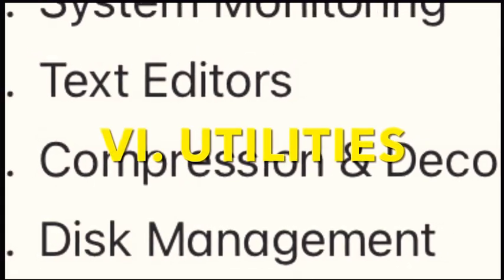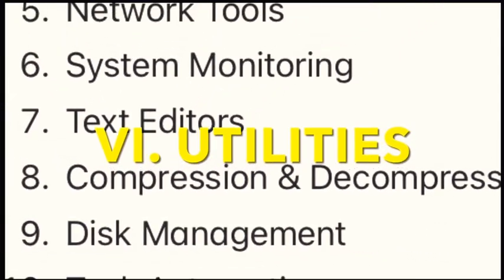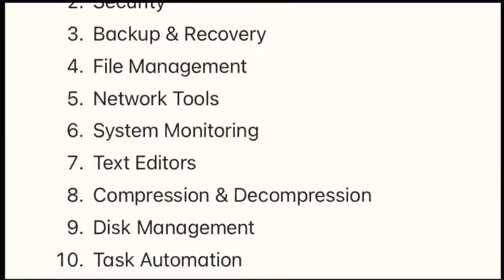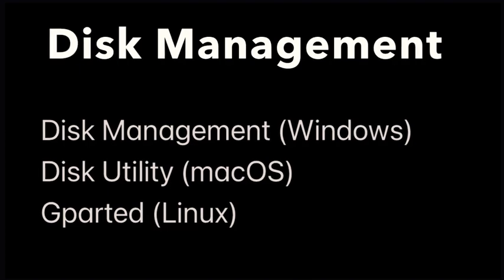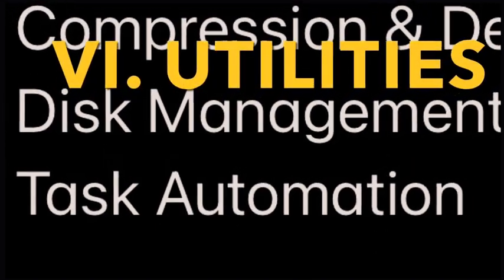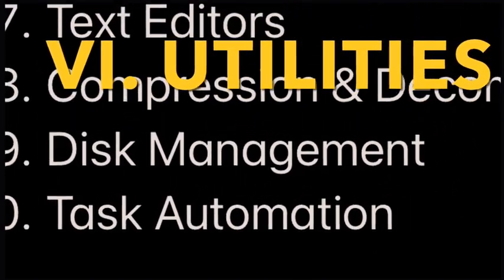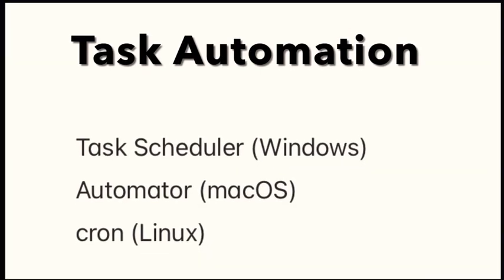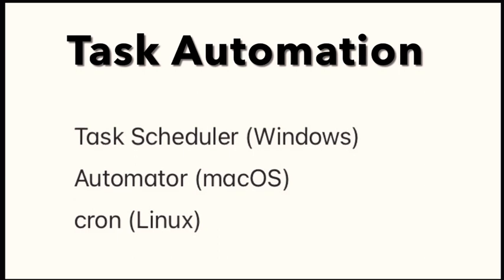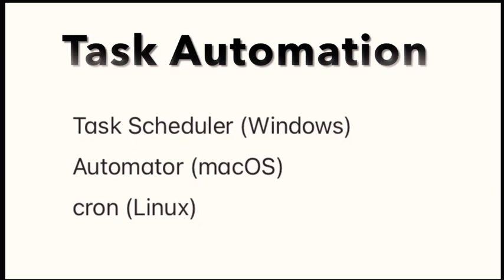Disk management. Tools for partitioning, formatting, and managing storage devices. For example, Disk Management for Windows, Disk Utility for macOS, and GParted for Linux. Task automation. Utilities that enable users to automate repetitive tasks or schedule processes. For example, Task Scheduler for Windows, Automator for macOS, and cron for Linux.